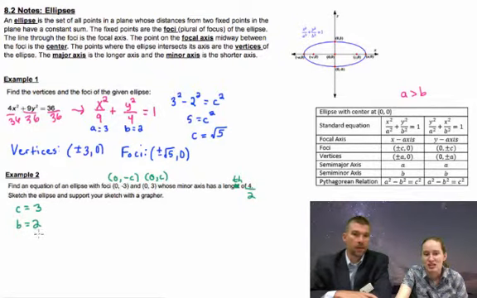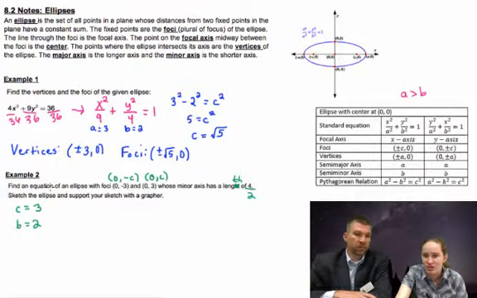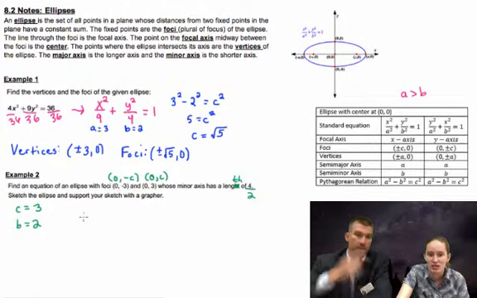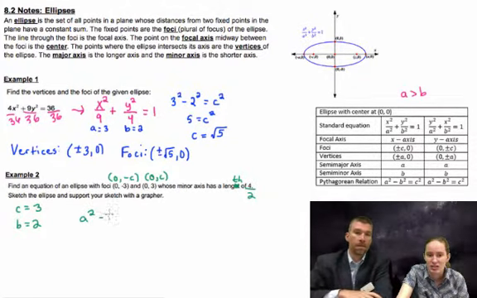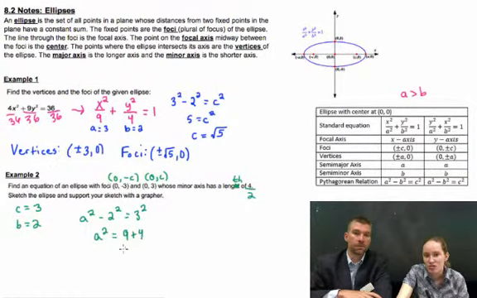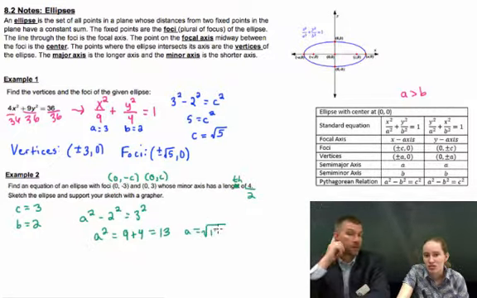So we know what C and B are. The only other thing we need for an equation is A. So we use the Pythagorean relationship, A squared minus B squared equals C squared. So I'm adding 2 squared over, so that I get 9 plus 4, which is 13. If I take the square root of both sides, that gives me A equals the square root of 13.